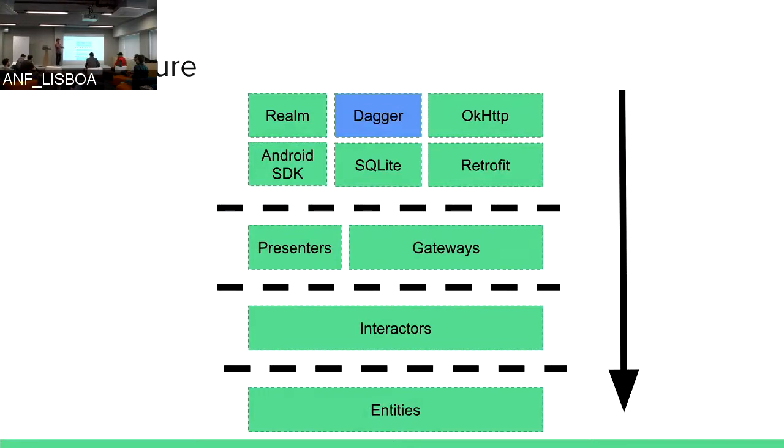So entities don't know about interactors, interactors don't know about presenters, and presenters don't know about the details of the application. So the details are important. The details are all these external services that we need to use, so we don't need to rewrite the wheel and all that. And Dagger is a detail. Since Dagger is a detail, it shouldn't be all over your application. It should be abstracted as much as we can.